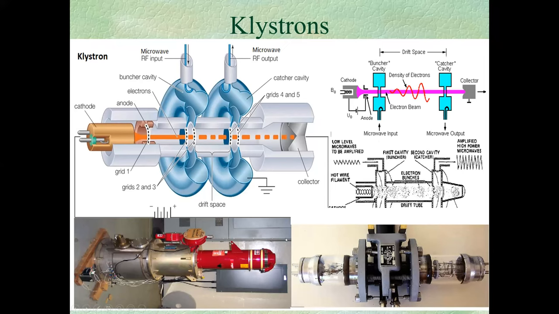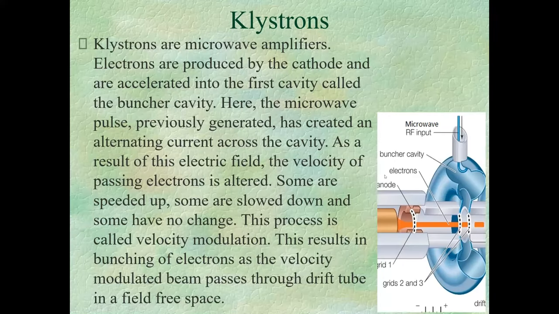Here I have some real life pictures of Klystrons. The idea that I discussed is here, they are microwave amplifiers. Electrons are produced by the cathode in the cathode area and are accelerated towards the first cavity that is called the buncher cavity, as we discussed. The microwave pulse that was previously generated and led into Klystron through here has created an alternating current across the cavity. As a result of this electric field, the velocity of passing electrons is altered. Some are speeded up, some are slowed down, and some have no change. This process is called velocity modulation. This results in bunching of electrons as the velocity modulated beam passes through the drift tube.